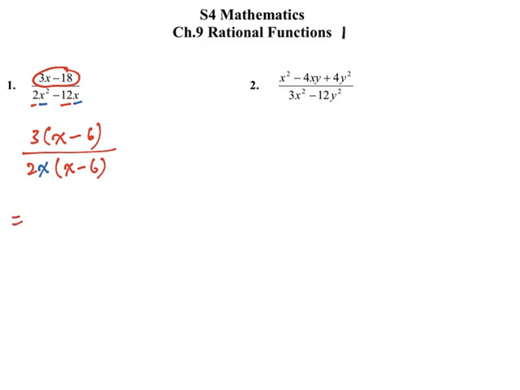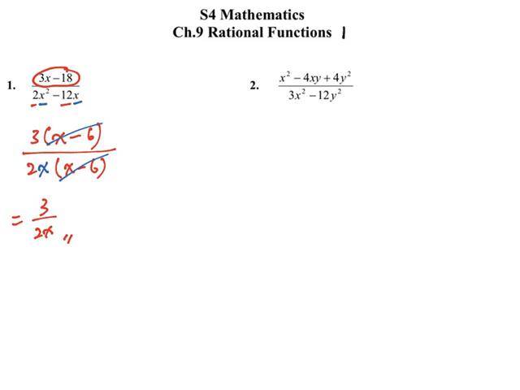Next, we will simplify. That means if you see the same term, then you can cancel it. So x minus 6, both cancel. So lastly, it remains 3 over 2x. For this type of question, remember, first you need to factorize, next simplify.